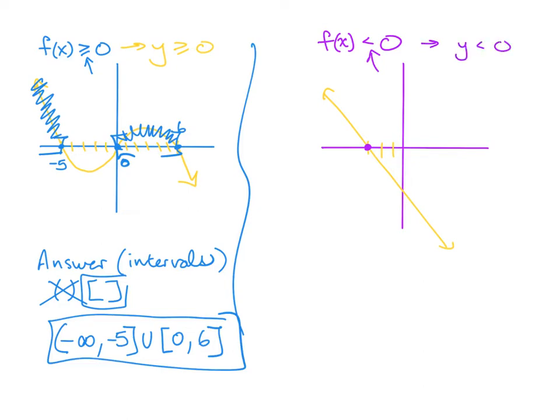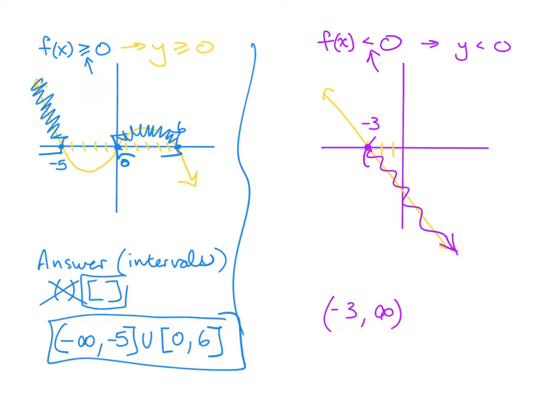0. It's basically asking you, where's this graph below the x-axis? There it is, and forever to the right. So we can see that 0 then is at -3. So our answer here would be -3 to infinity. And yes, it is that simple. It's that simple to get your answer.